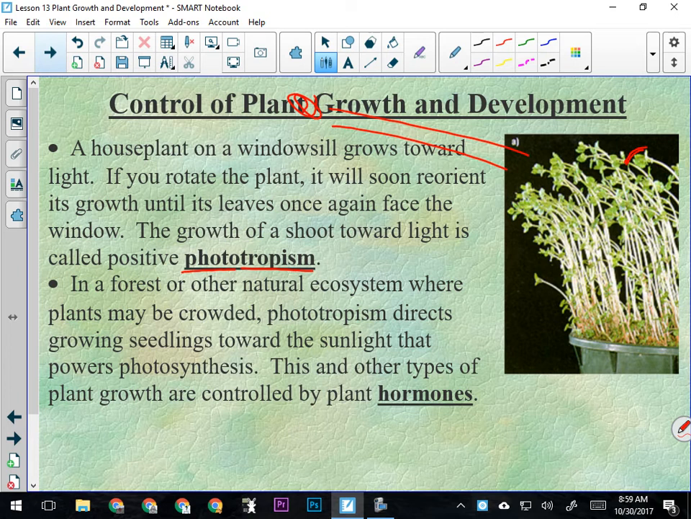Well, sometimes you might see that. There's still going to be growth from the end of here. But yeah, you're right, it would be directed probably more towards the light.